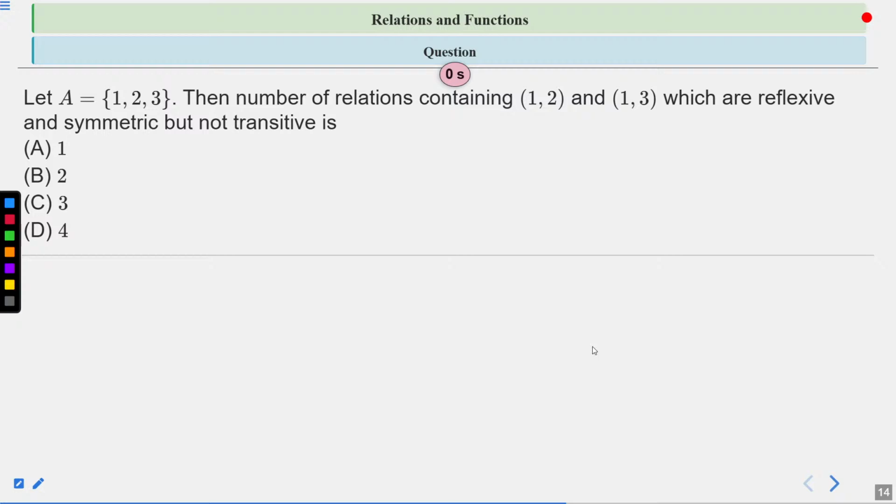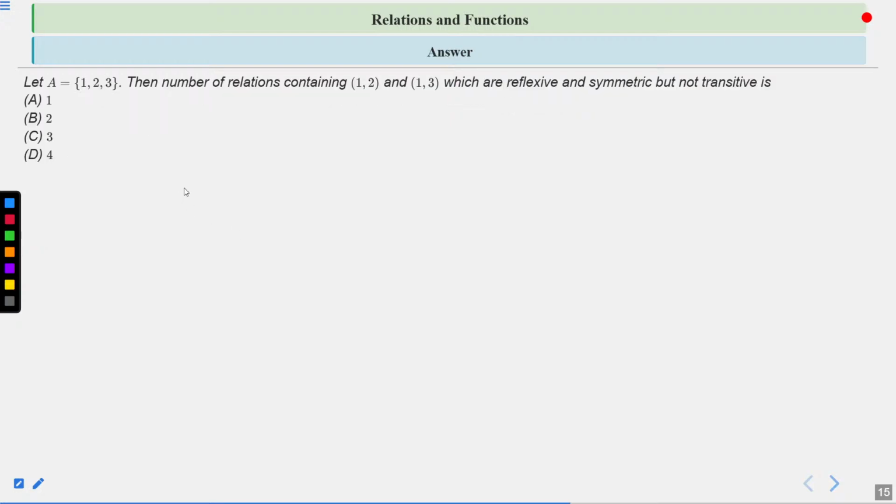Okay, let us move to the solution part. We have a set A. Let us first review the question. Let A be {1, 2, 3}, then the number of relations containing (1, 2) and (1, 3) which are reflexive and symmetric but not transitive. So what can we do? Let us see the solution.